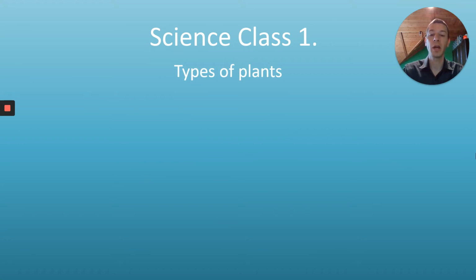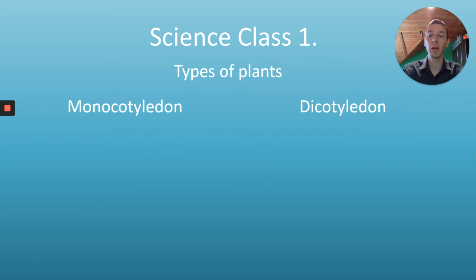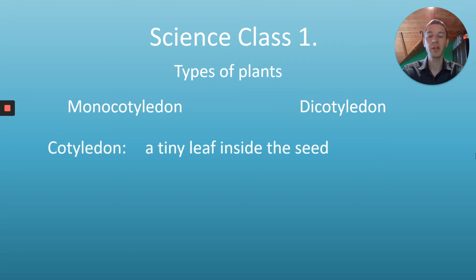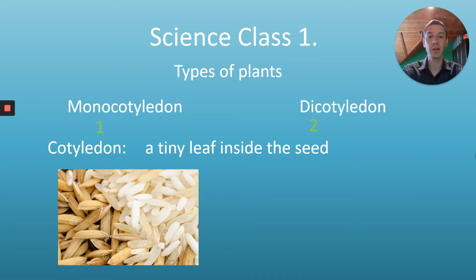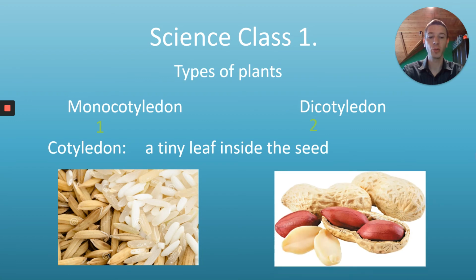Now let's discuss the type of plants. There are two main types of plants, namely monocotyledon and dicotyledon. Let's start with the third word, cotyledon. A cotyledon is a very small leaf inside a plant's seed that would later develop into a plant. Mono in Latin means one, and di means two. That means a monocotyledon has got a single leaf inside a seed, while the dicotyledon has got two leaves.